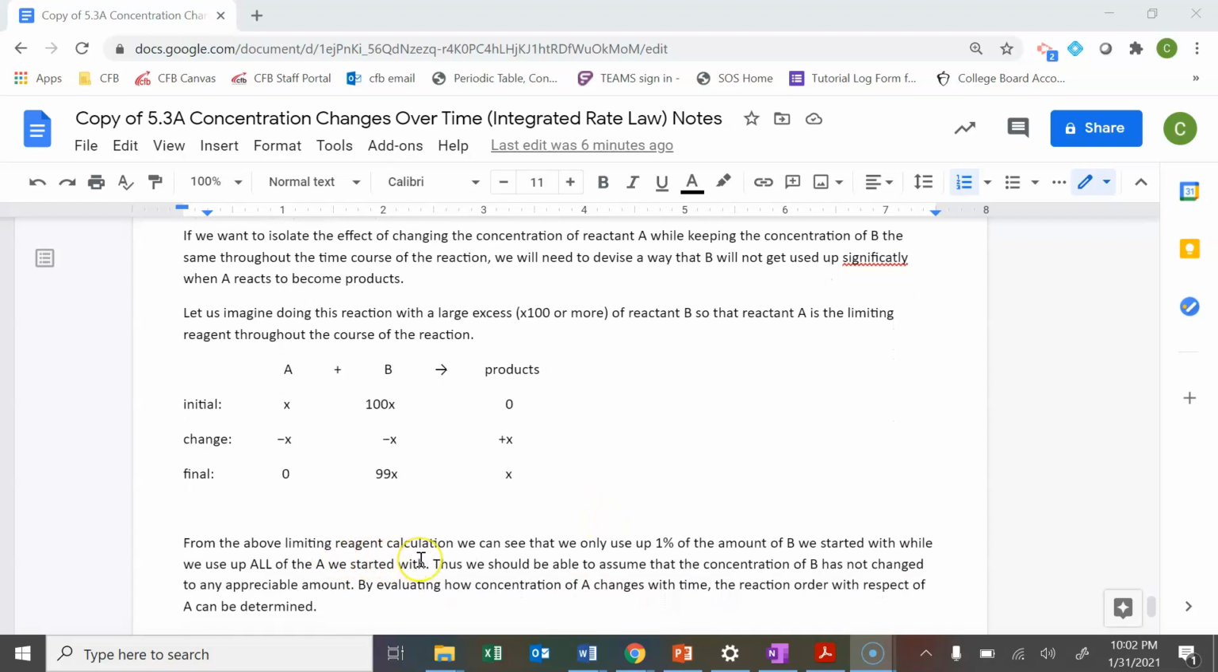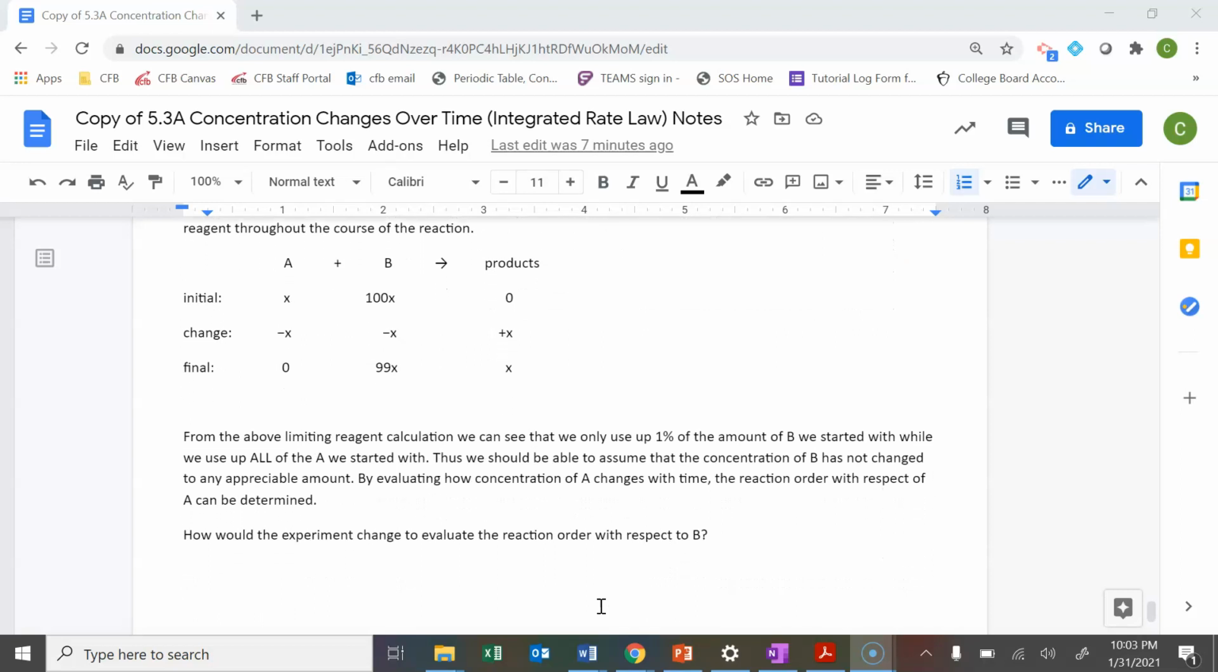From the above limiting reactant calculation, we can see that we used up only about 1% of the amount of B that we started with, while we used up all of the A that we started with. So we should be able to assume that the concentration of B has not really changed very much. We had 100X in a certain amount of solution. We ended up with 99X in that same amount of solution. Not a big change in concentration. By evaluating how concentration of A changes with time, the reaction order with respect to A can now be determined.